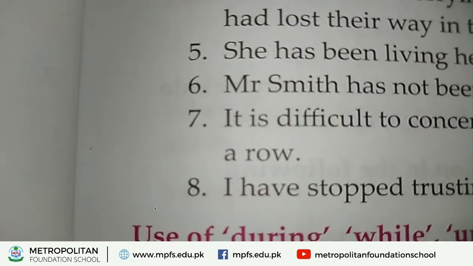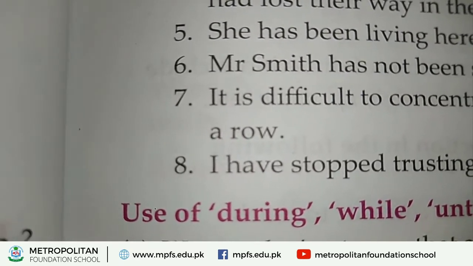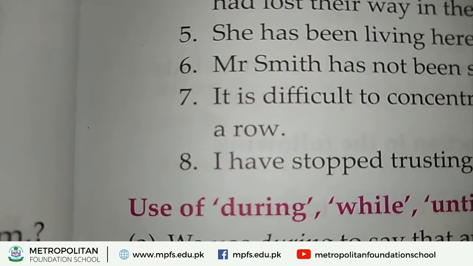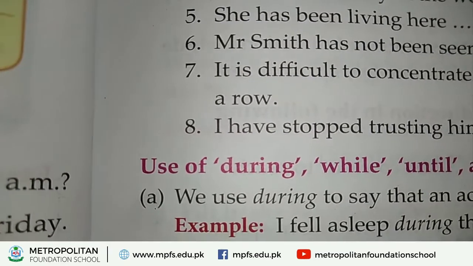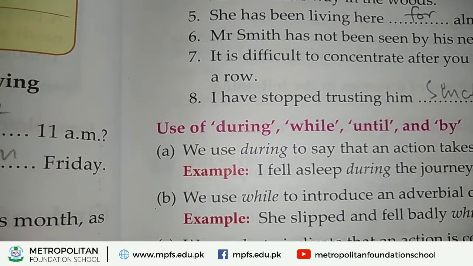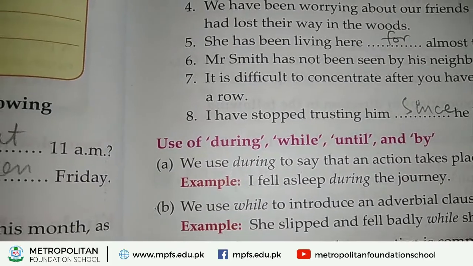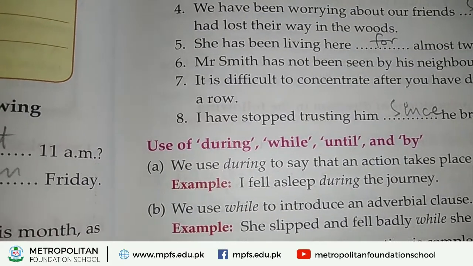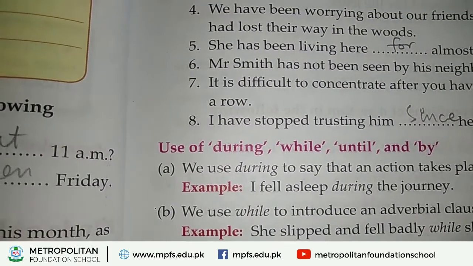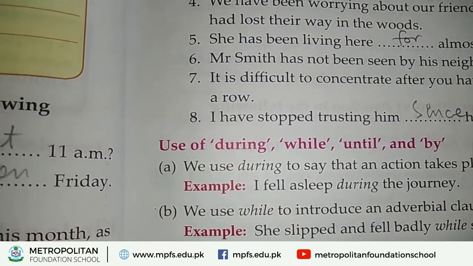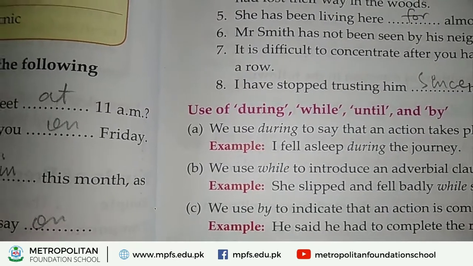And after that we use for and since. We use for to refer to the duration or period of an action or state, but it does not tell when the action begins. And we use since to tell us the date or time when an action or state begins. So that is the difference between since and for. For does not tell us when the action begins, and since tells the starting point of the action or state.